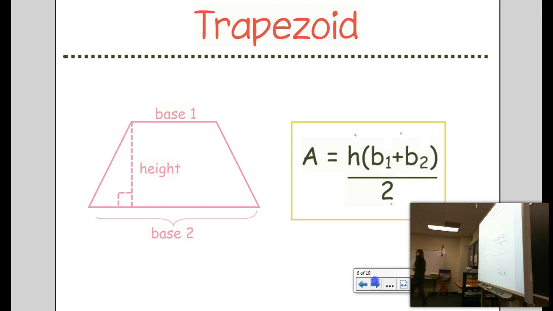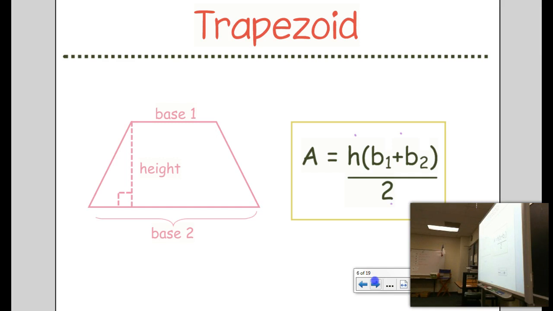So instead of base times height divided by 2, you have to add the bases together. So can you please write the formula under the picture I gave you? You write the formula at the front of the room. Go get it, John.